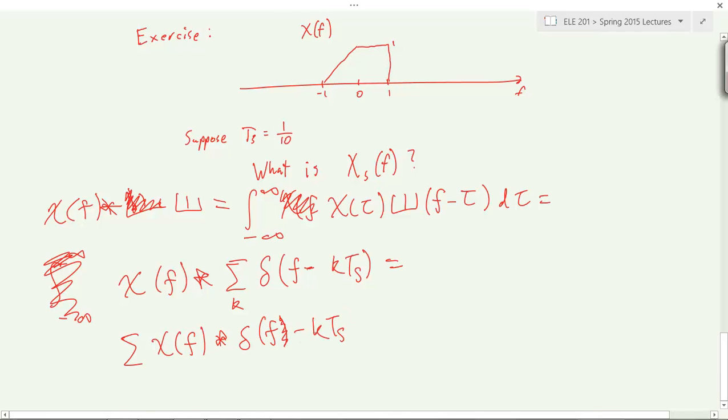Great. Now you just have to know what that convolution is. Right, so the convolution is going to be the shifted X of f. Yes, the sum over k of X of f minus k over Ts. Great. Now try to draw it, because I gave you an X of f here.